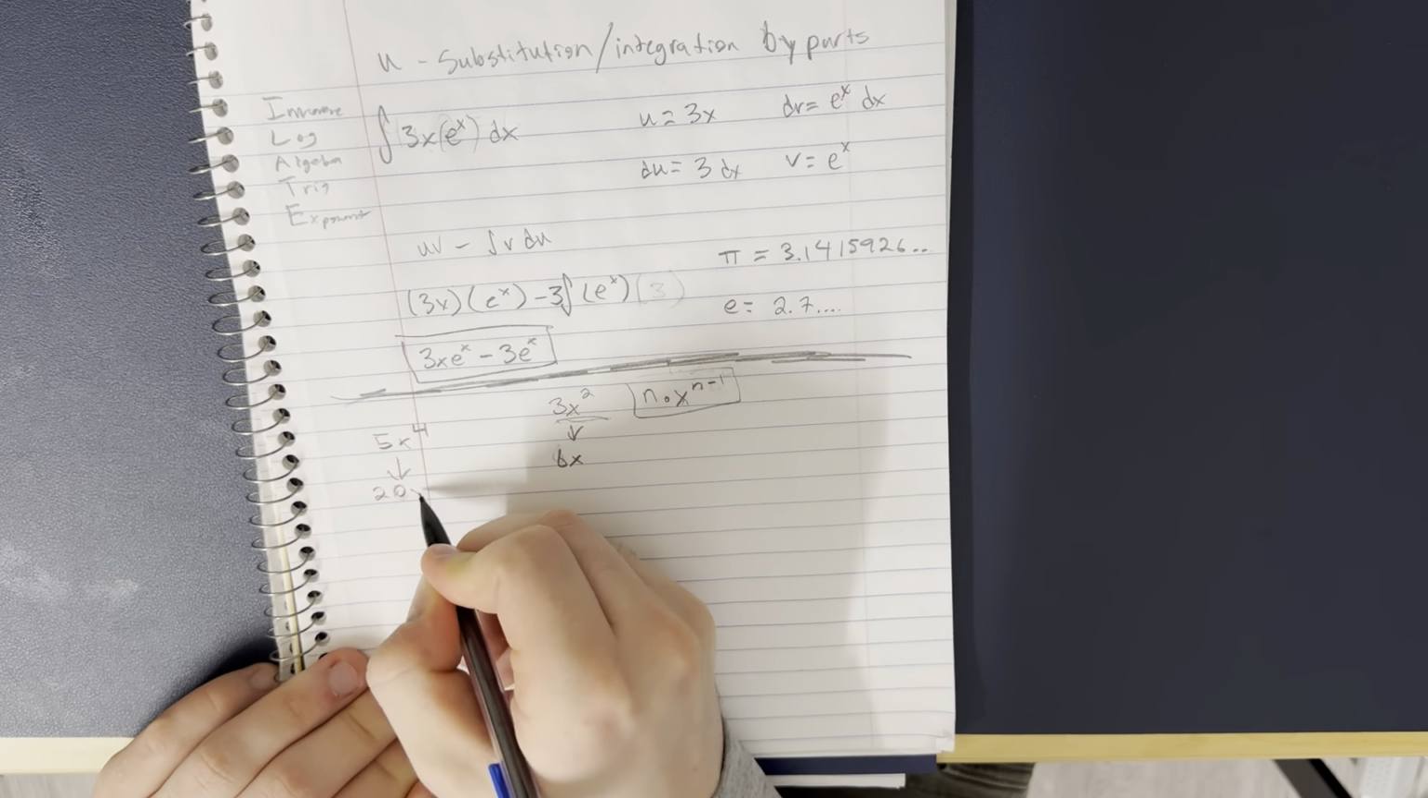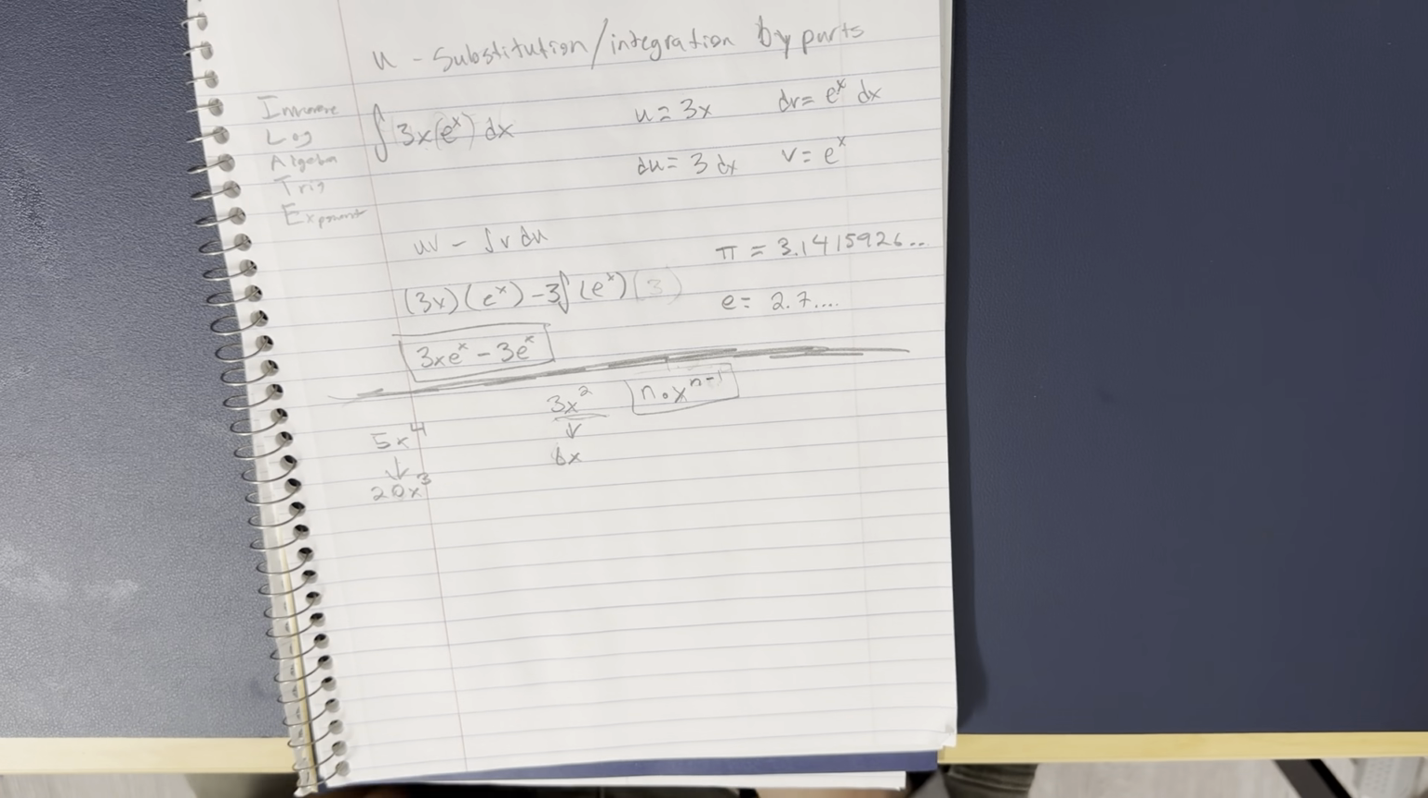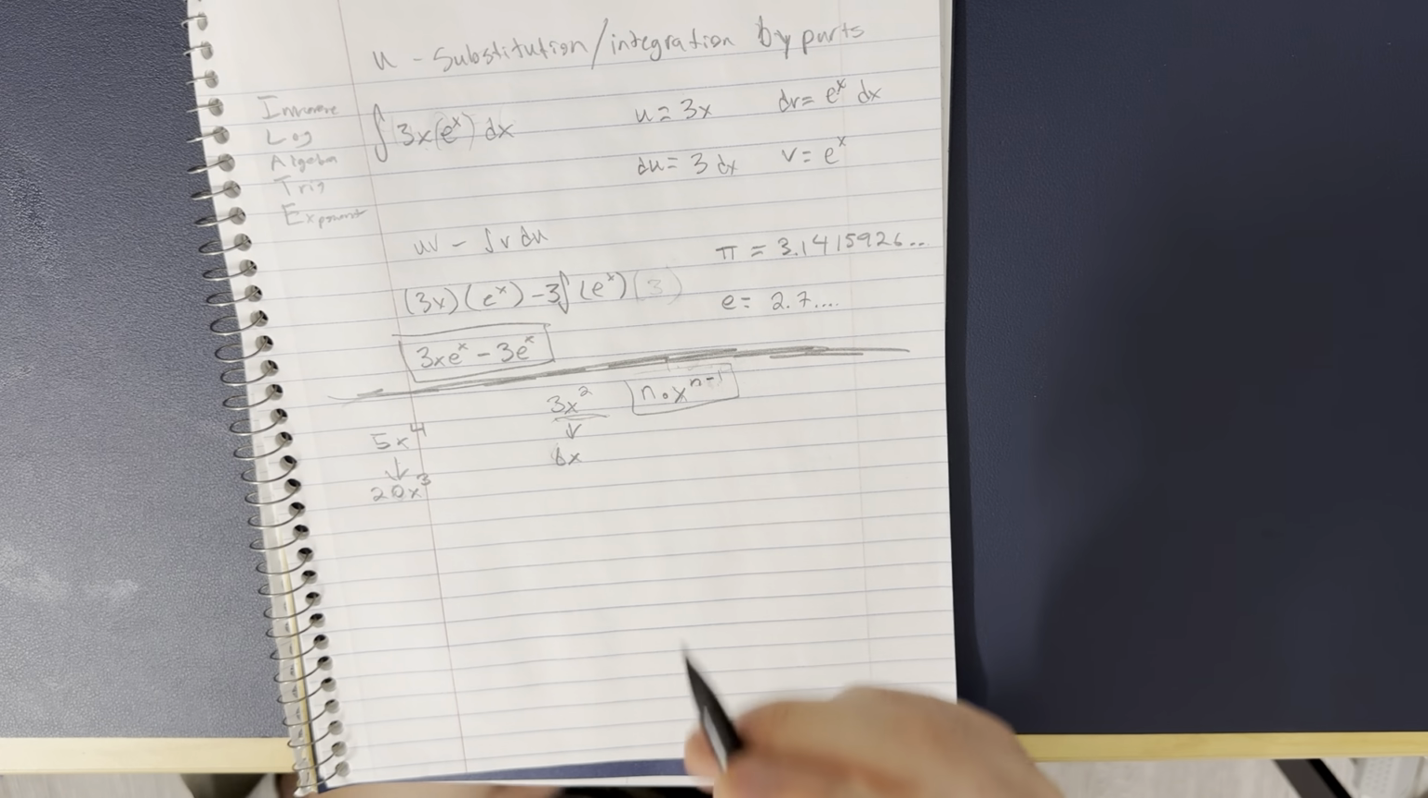20x, minus 1 up here, 3. So it's 20 to the third.